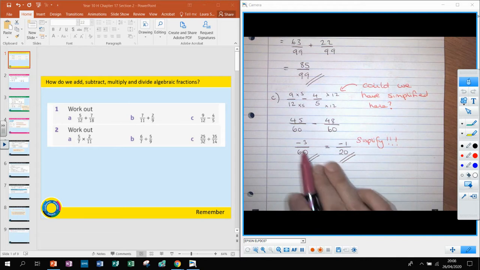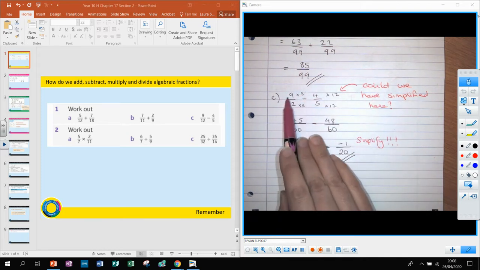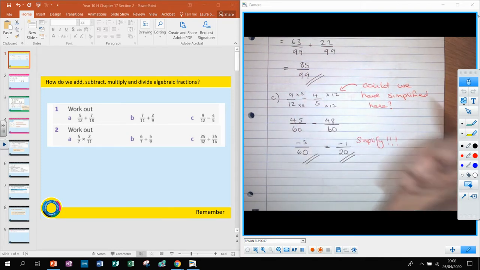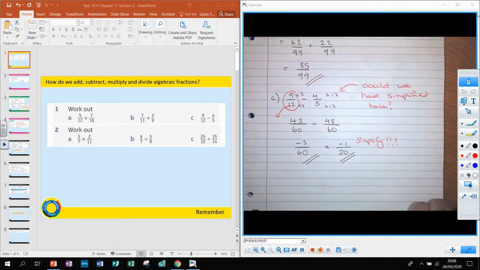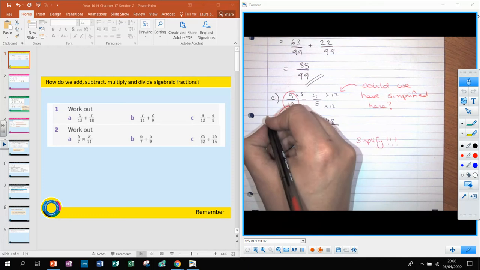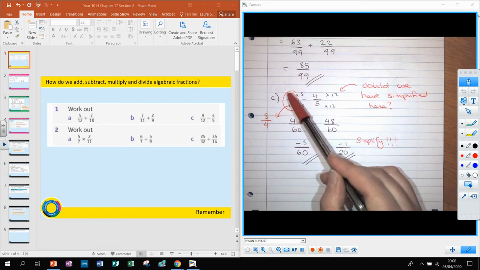Well, whenever this happens, there is a chance I could have simplified earlier, okay? And if I look back at the beginning, I definitely could have simplified this particular fraction here. 9 over 12, the 9 and the 12 divide by 3. Right away, I could have made that, if I divided by 3, 3/4. Okay, and that would have made my life a bit easier. That would have meant that actually my common denominator was 20 straight away, and I wouldn't have had to simplify at the end. It's easier to simplify earlier when you have simpler fractions.